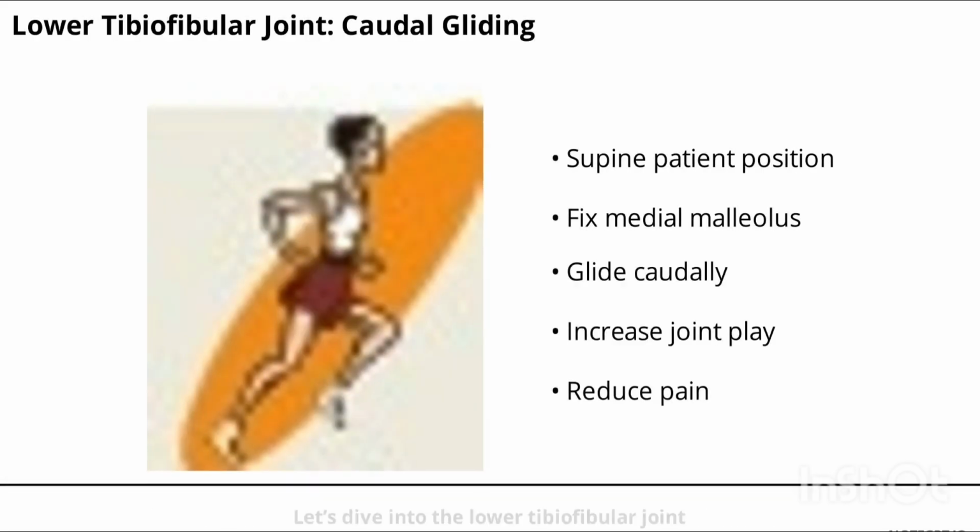Let's dive into the lower tibiofibular joint, starting with caudal gliding. The patient lies supine, and the therapist stands at the foot end, facing the joint. Using the right hand, the therapist fixes the medial malleolus, while the left hand grasps the lateral malleolus. The right hand then glides the medial malleolus downward, or caudally.